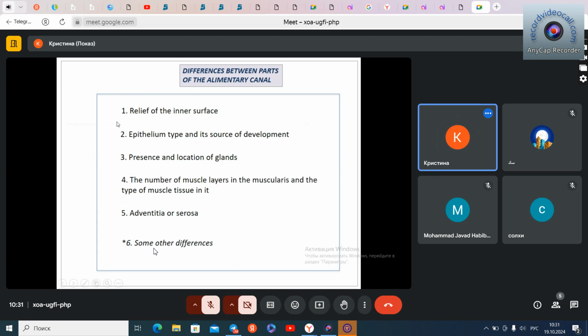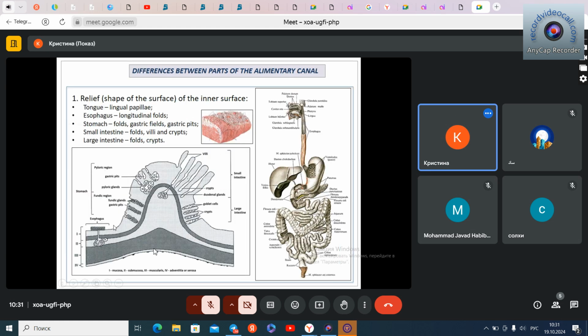So it will be called relief. Second, type of epithelium and its source of development. Third, the presence and location of the glands. Fourth, the number of muscular layers in the tunica muscularis and the type of muscle tissue in it. And is it adventitia or serosa? So, first, type of relief, the shape of the inner surface.